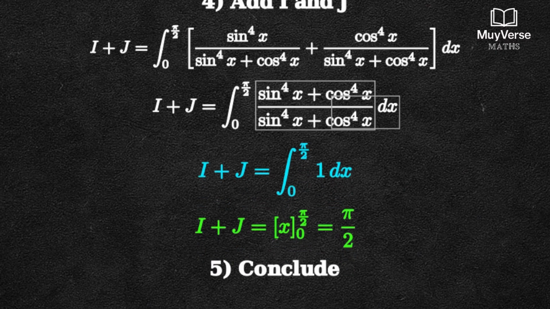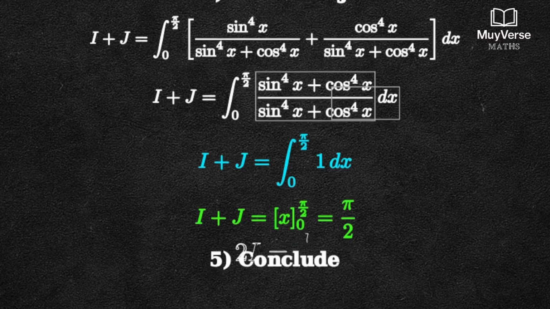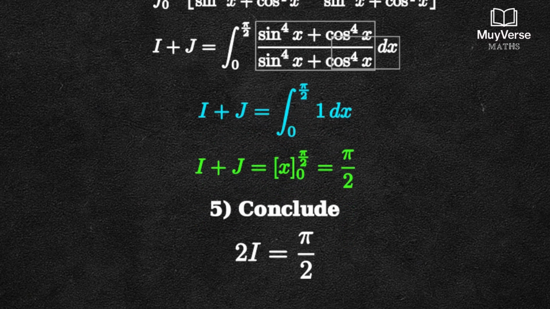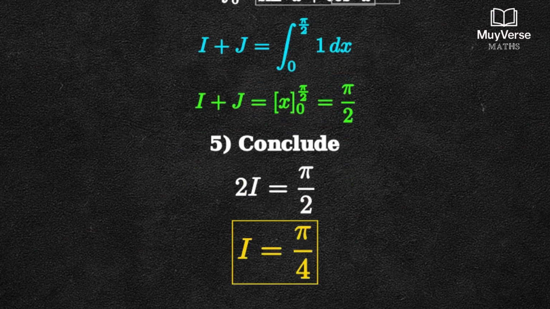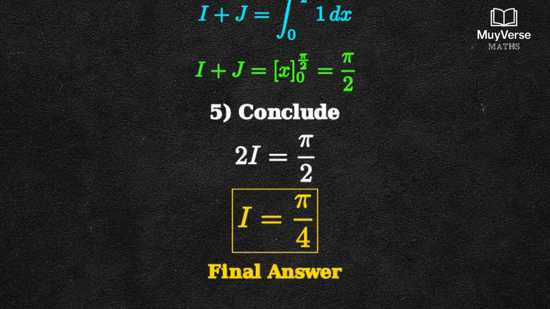Step 5. Use J equals I to finish. Since J equals I, we have 2I equals pi over 2. Divide both sides by 2, I equals pi over 4. That is the exact value of the original integral.